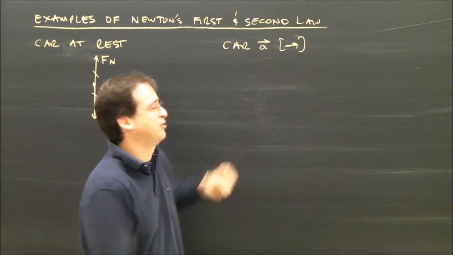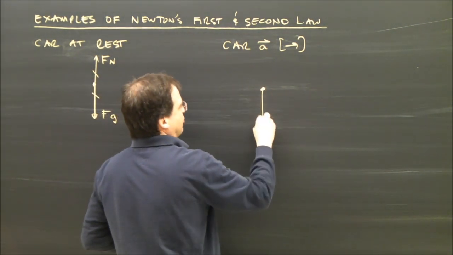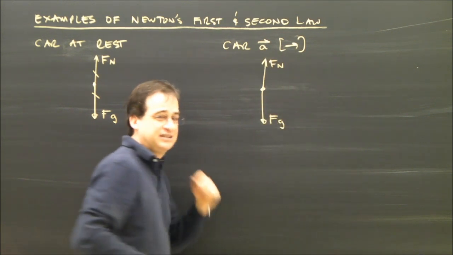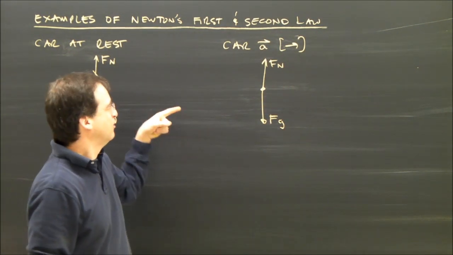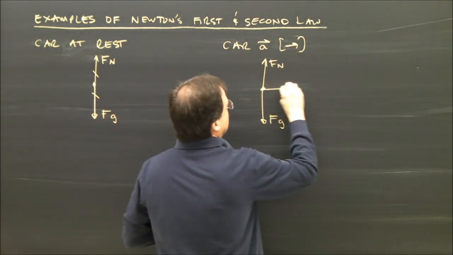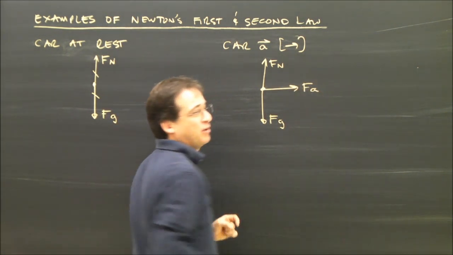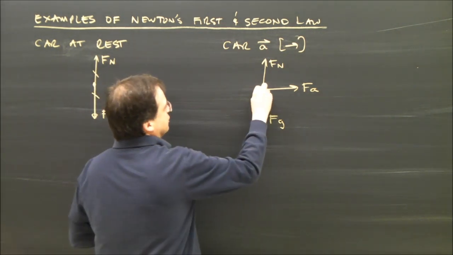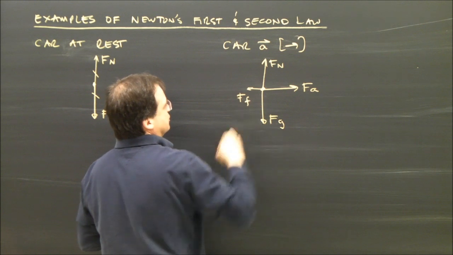A car is accelerating to the right. Okay, is there gravity? Yes. Is it sitting on a surface? Yes. Is something pushing or pulling on it? Well, when your car accelerates to the right, you step on the gas, the engine applies a force, you have an applied force. Car is moving down the road, there must be friction, so there's a little bit of friction.